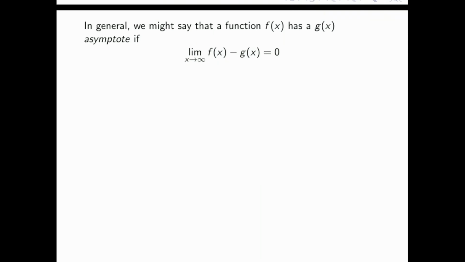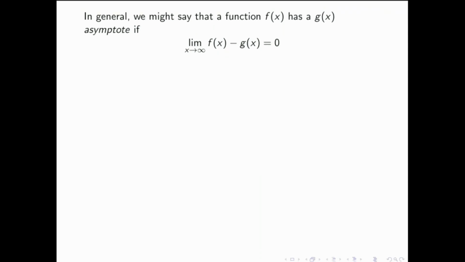Okay, but we can generalize this a little bit more and say, actually, a linear equation is just some kind of function. What if we considered a different kind of function? So what if we just picked a g of x instead of some line? And then we can say that a function f of x has a g of x asymptote if this limit, the limit as x goes to infinity of f of x minus g of x is 0.